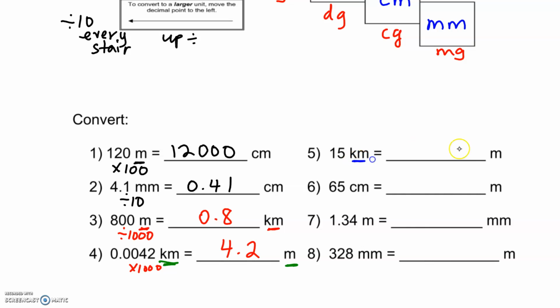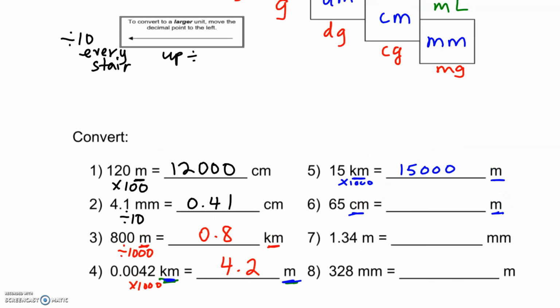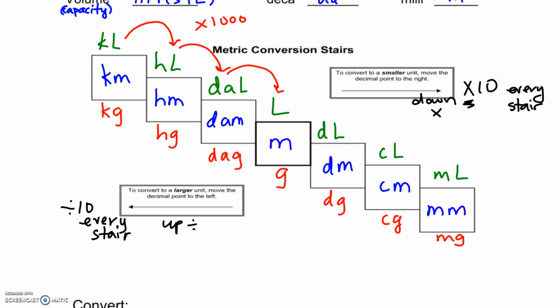All right, I'm going kilometers to meters. I just did that over here, so I know it's going to be the same, times 1,000. 15 times 1,000 is 15,000. Okay, next is centimeters to meters. So I'm going to go back up here. Let's get rid of this that I did on the other question so I don't get confused. I'm going centimeters to meters.